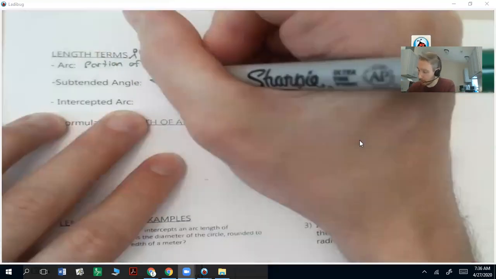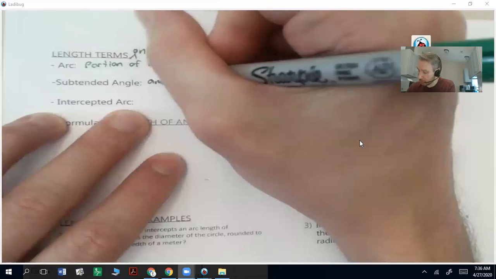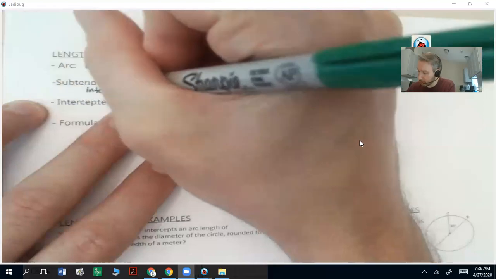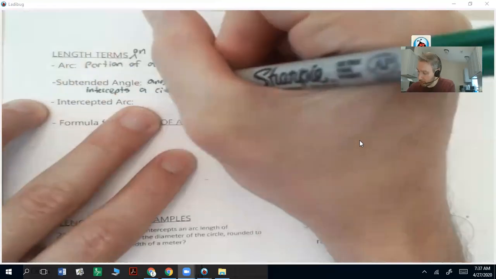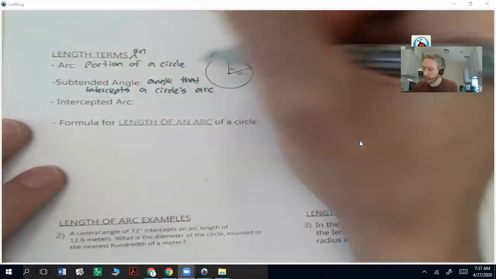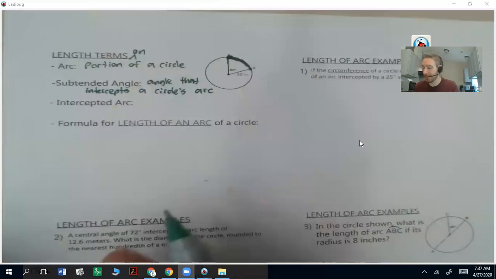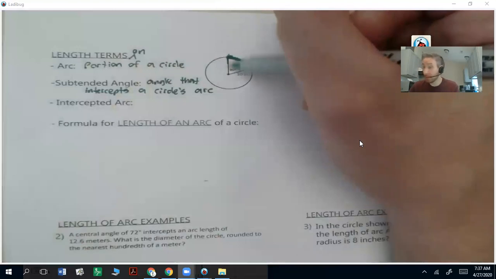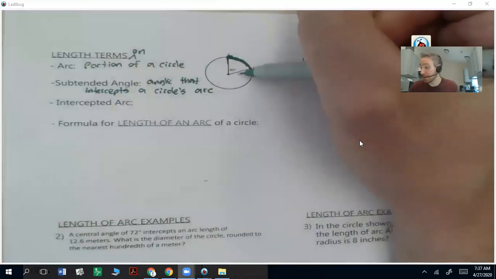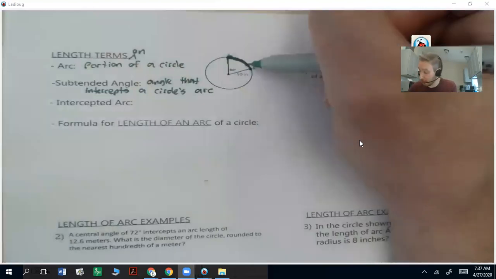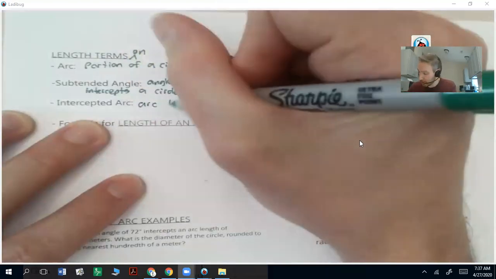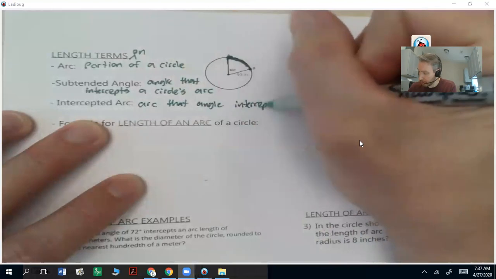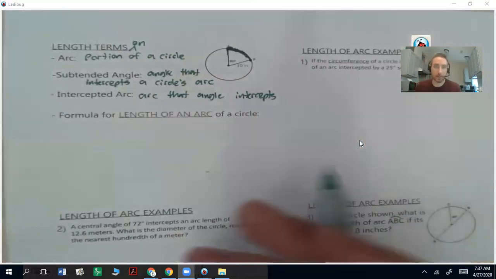So it's an angle that intercepts a circle's arc. And then finally, the intercepted arc is just the arc that we're talking about. Like if I say angle ABC is subtended, angle ABC intercepts arc AB, for example. The arc that the angle intercepts. Intercept means, of course, just to cross, like y-intercept.